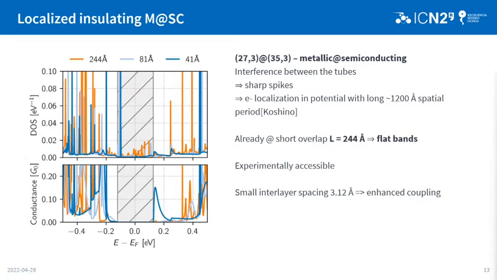However, we have to note that as we increase the overlap length, since we haven't reached this 1,200 angstrom or even multiples of 1,200 angstrom, we only see part of the localized states. And as we go to larger overlap lengths, the number of states and their significance increases.